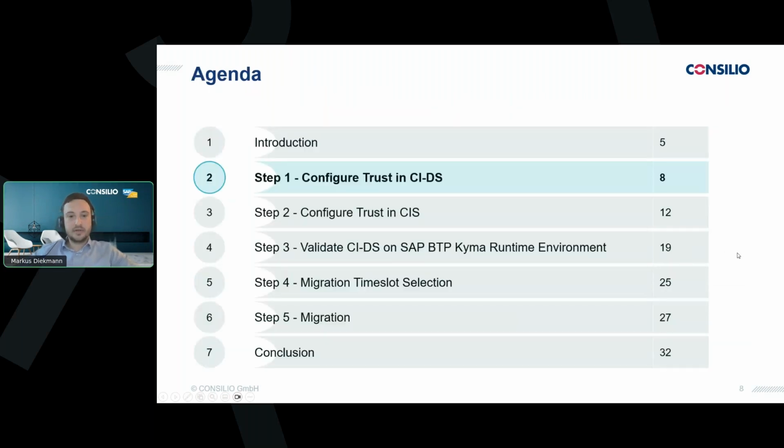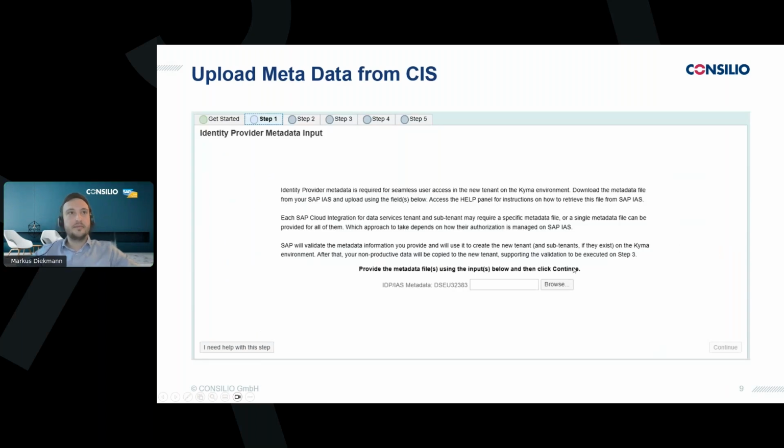Let us begin with the first step, enabling trust in CIDS to trust the CIS. The first step looks like this. You need to upload your metadata from CIS in your CIDS. And here you can see there's a browse button where you can upload the data. But I will show you now how to get these data.